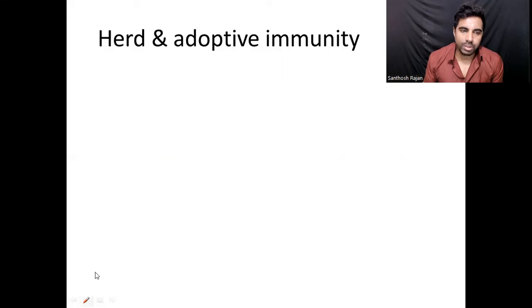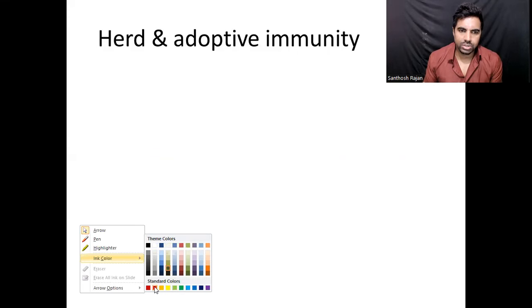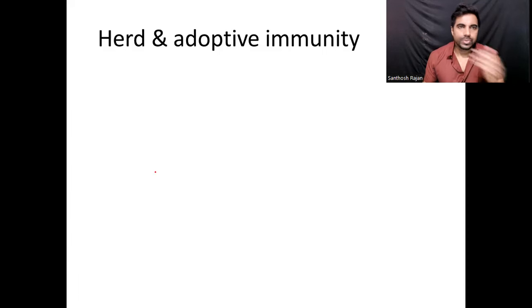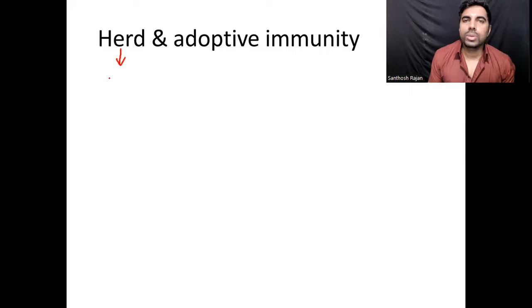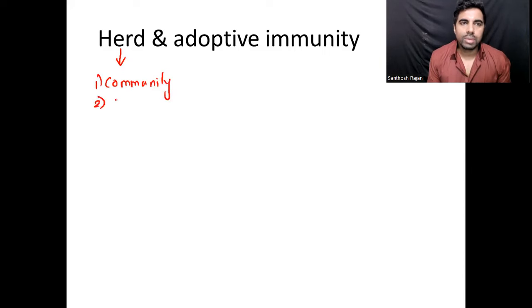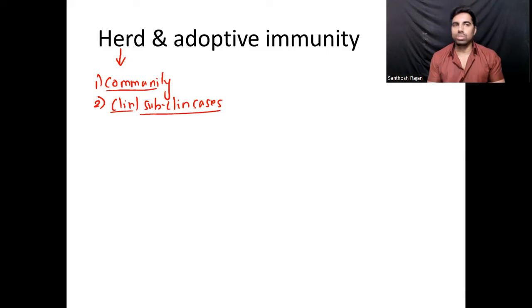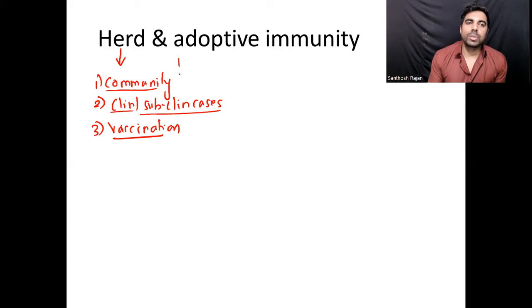Herd immunity is not much, it's more of a PSM topic, but I'm just going to brief it. Herd immunity is immunity in a community. It is based on both clinical and subclinical cases. Subclinical cases produce immunoglobulin, so half of the population becomes immune, especially for polio, diphtheria, measles, smallpox, etc. It also depends on a good vaccination program. So it is community acquired immunity, depending on clinical cases, subclinical cases and vaccination.